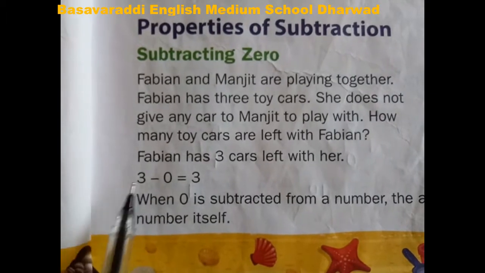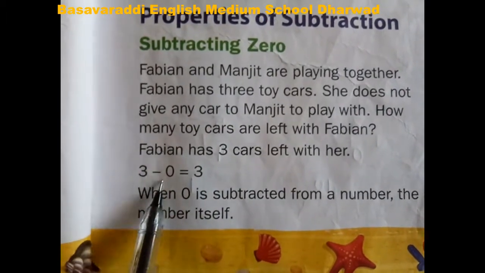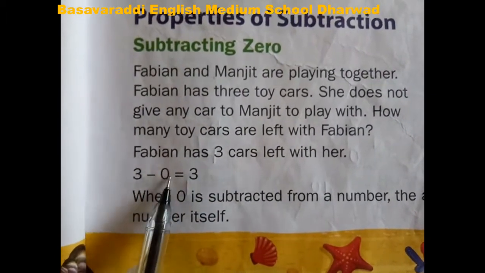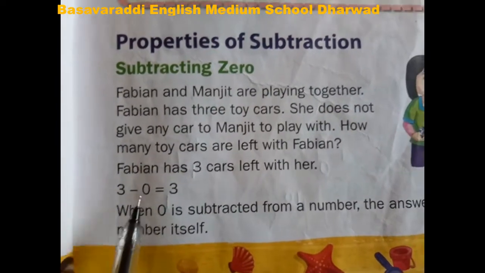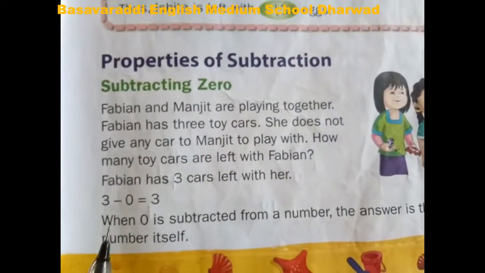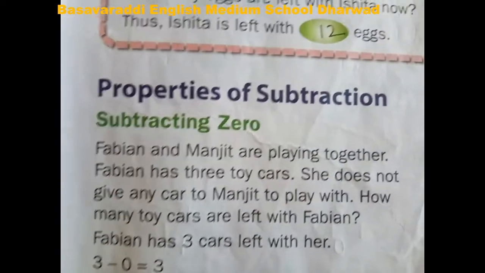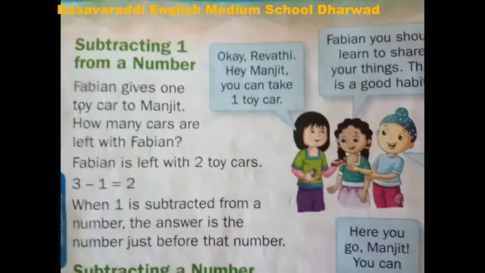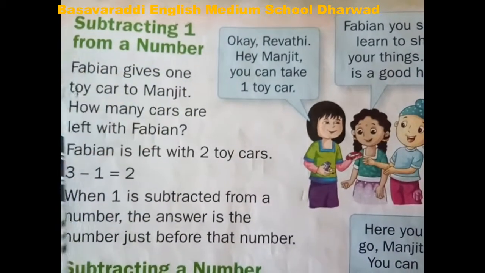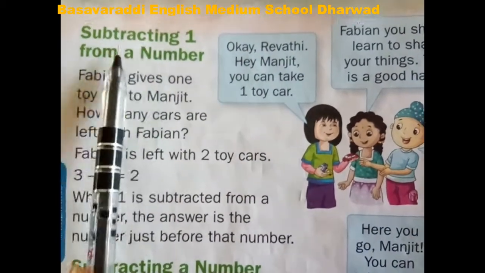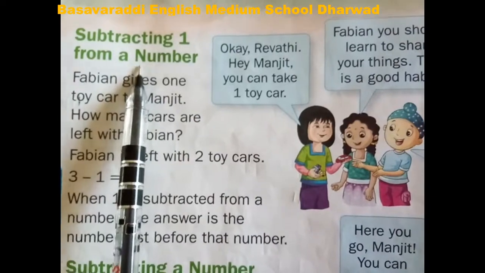When 0 is subtracted from a number, the answer is what? The answer is the number itself. That is the 0 property. Subtracting 0 property. Now subtracting 1 from a number.